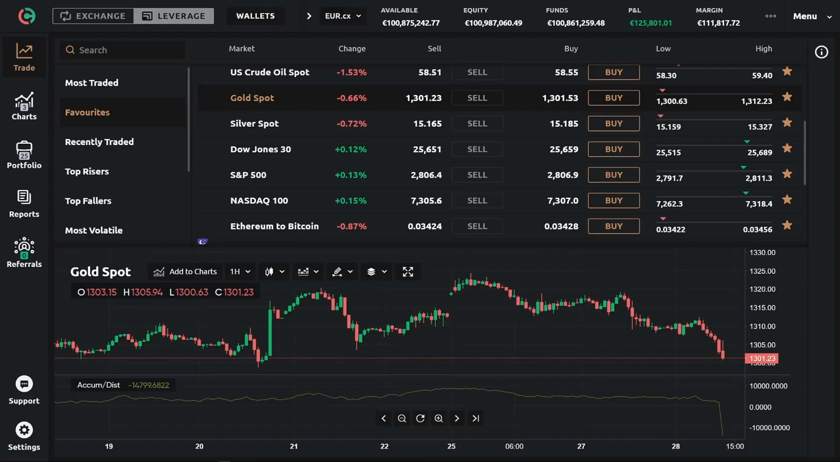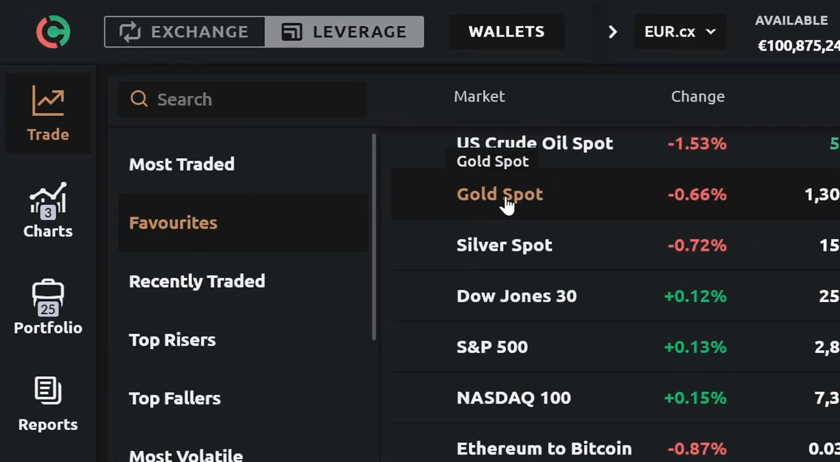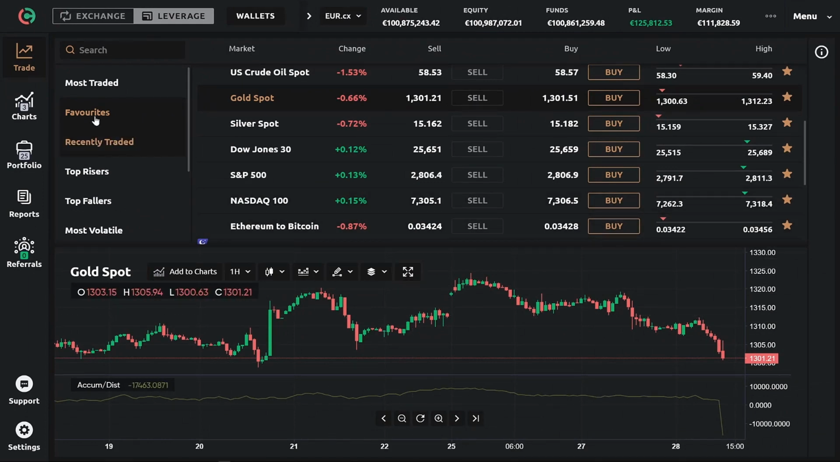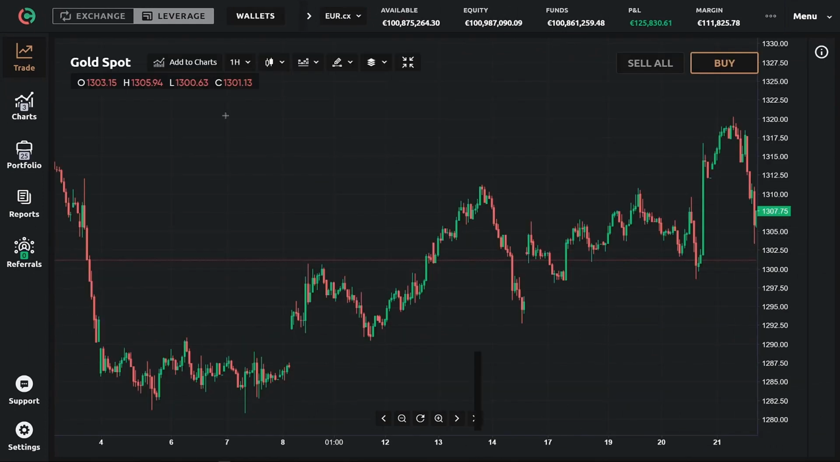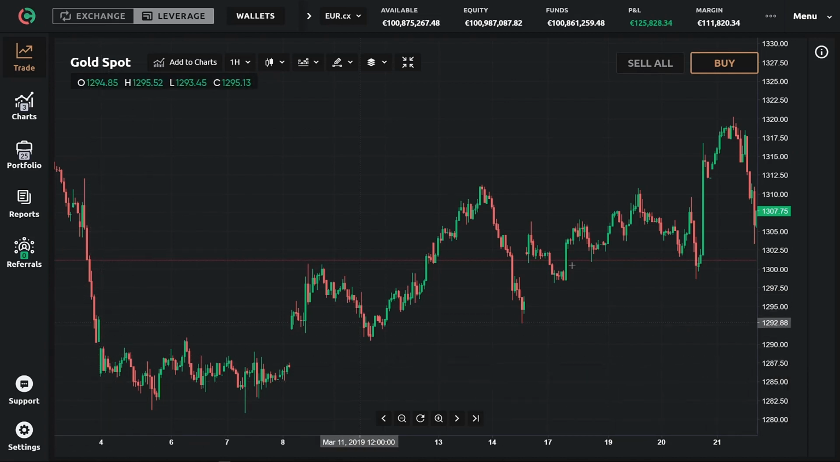So we are logged into the Currency.com platform. The market I'm going to take a look at first of all is the price of gold. So I go into my favorites. I've got it saved from before. I'm going to choose gold spot. You can see the chart down here. Let's just maximize this chart to take a look at the trend. So the period I'm looking at here is from around about the beginning of March through to the 21st of March. So we're looking at 3 weeks, and each of these candlesticks represents an hour's worth of trading.